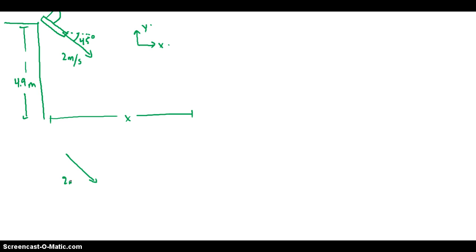So we have 2 meters per second at 45 degrees, and we want Vix and Viy. I'm going to go ahead and pause the video, but you should try to find what Vix and Viy are at this time.